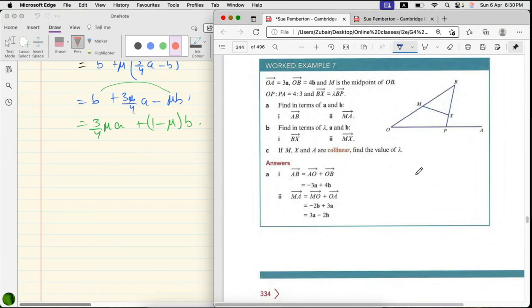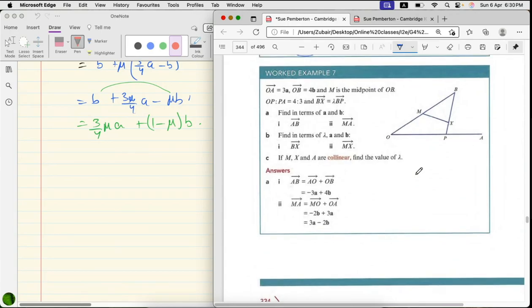Try this worked example. More or less, again, the things are same. We are just looking at the diagram for the path and the direction. Which vectors must be added, which must be subtracted.